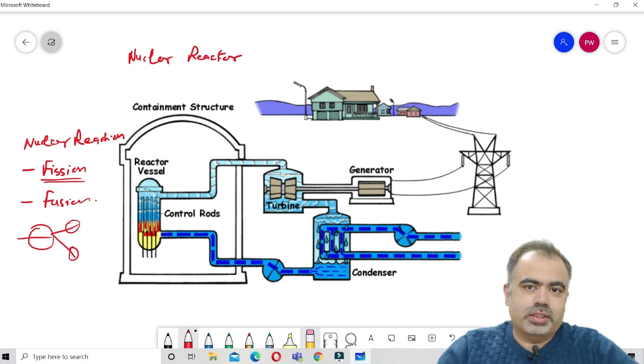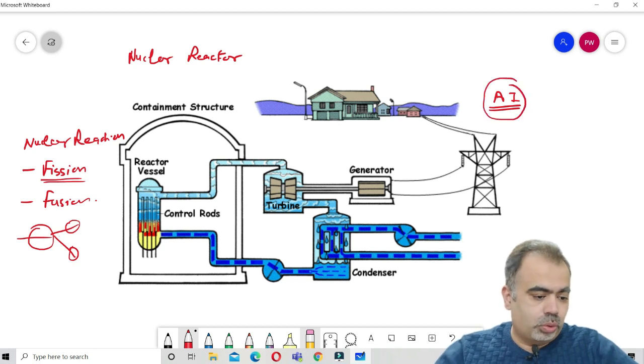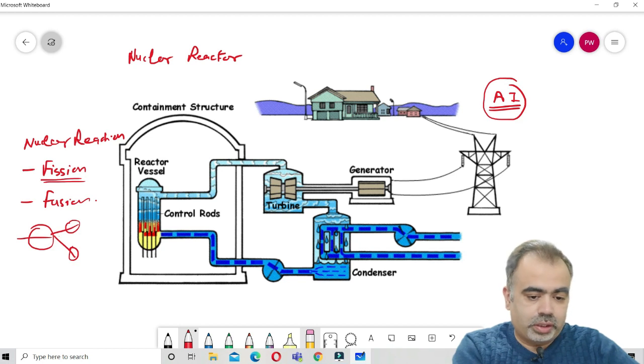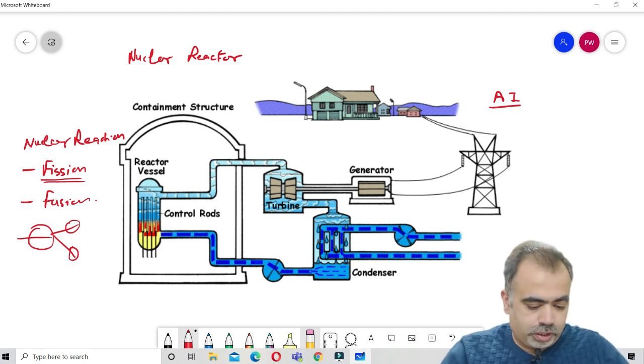We have a little concern with that, but the thing is how to make this efficient with the application of artificial intelligence. This is our topic: how we can make use of artificial intelligence to make this nuclear reaction efficient or optimum. There are several researches going on, but I will come up with my own view.